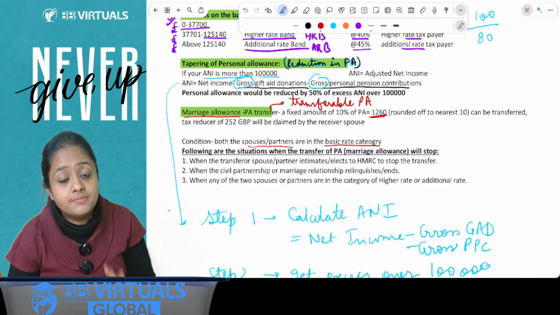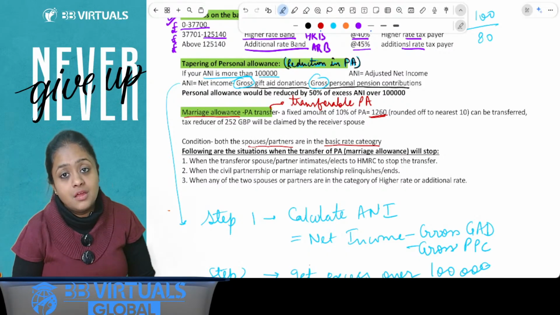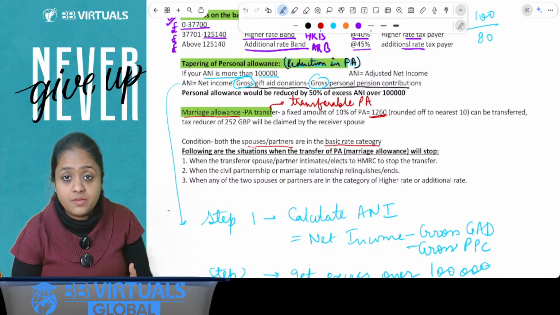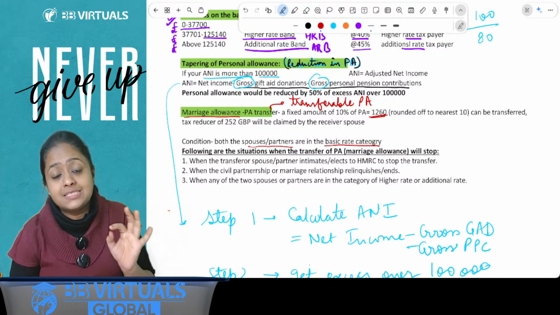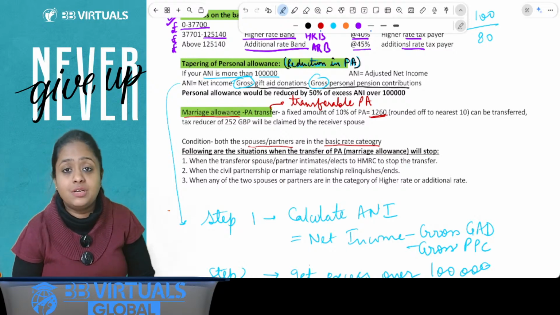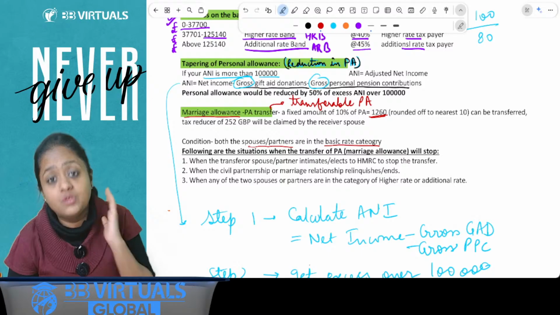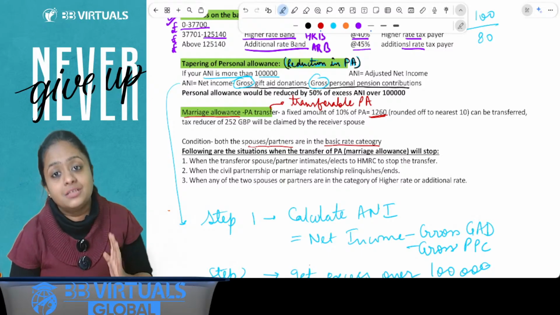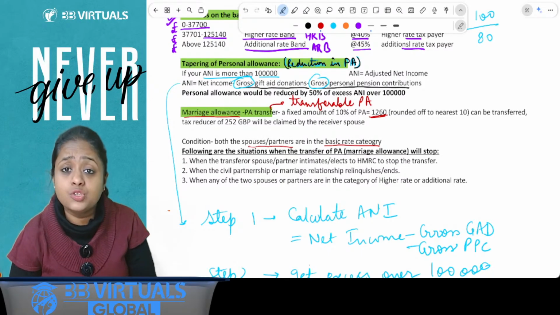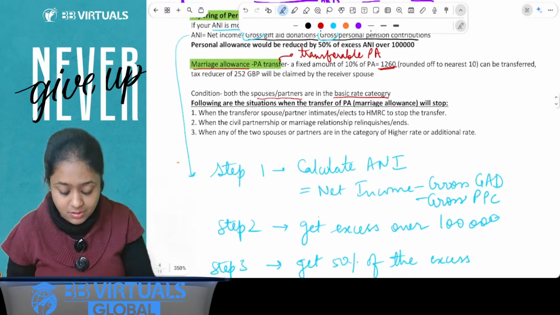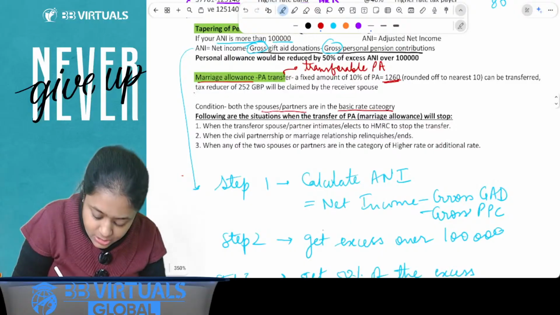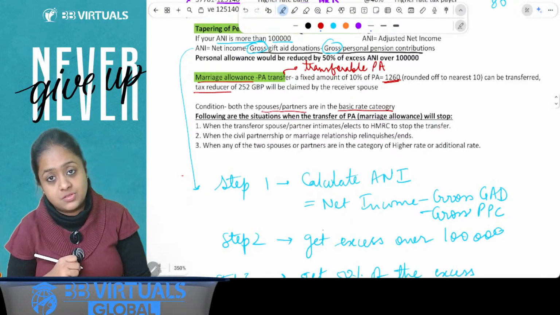Now the question comes, ma'am, how will this be given? Will the other spouse who's receiving it, will it add to 12,570? No. Maximum PA that you can adjust against your taxable income is 12,570 only. This cannot be added. Then how is this enjoyed? This is enjoyed by way of a tax reducer.